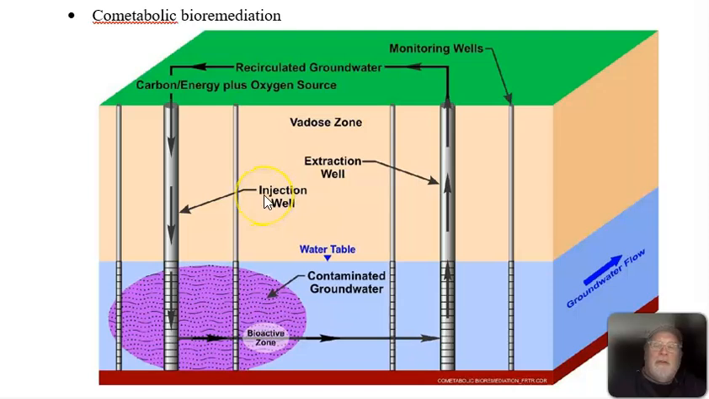Co-metabolic bioremediation. This is another one I'll follow up in the next video. So I mentioned back in the biodegradation video that if you give the bugs ketchup, they'll eat some stuff they wouldn't eat otherwise. That's what we're talking about here. So you can inject a co-metabolite. The bugs don't really like to eat the main thing you want to get rid of, but if you give them some other stuff, then they'll eat that too. So we call that co-metabolic bioremediation.